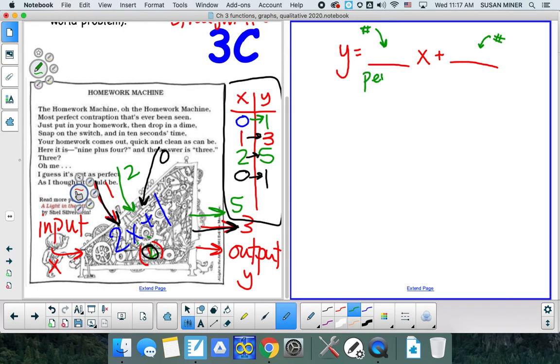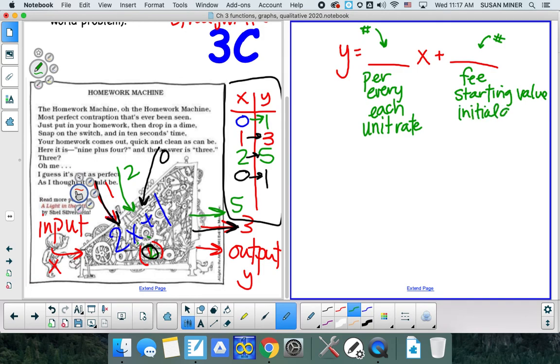We were going to look for per, or every, or each. We needed to find the unit rate. Those were the words we were looking for. Over here, we were going to look for a fee or a starting value, an initial amount, something like that. And that's how we were going to know what goes in that space.